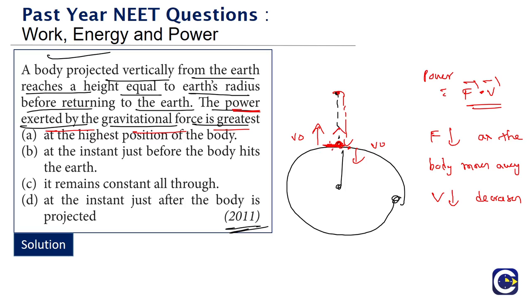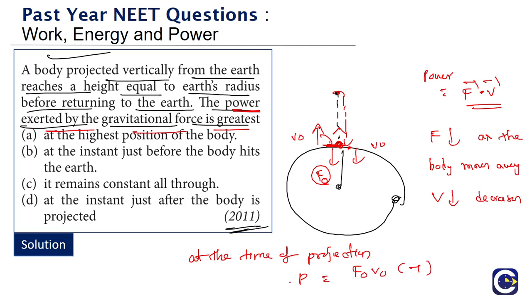What about the gravitational force? It will be always acting down. Means at the time of projection, what will be the power? Dot product, right? Both the vectors are in opposite direction. The velocity is up and force is down. So F dot v means F into v into cos 180, which is F naught into v naught into cos 180, which is minus 1.